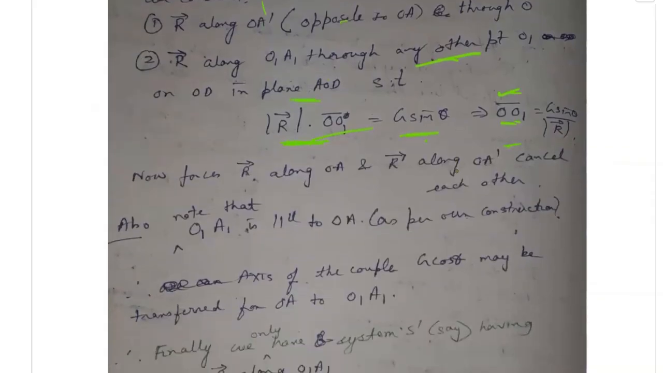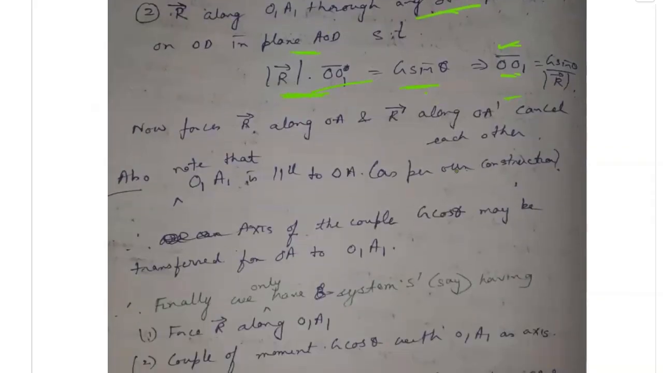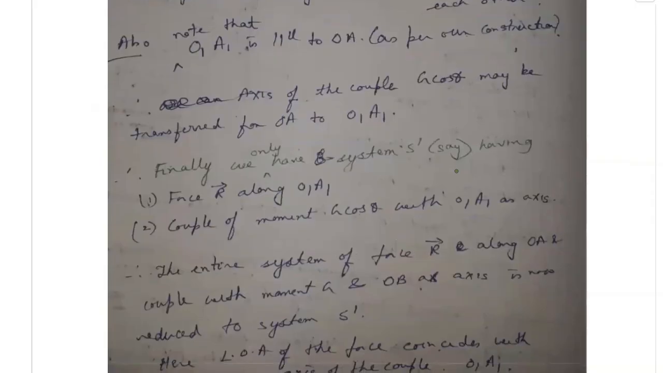See here I have written O1A1 parallel to OA, I have shifted it. So finally we are having a single system S dash. That means we started with the system say S0. If I were given the forces, we initially shifted over to S dash where we had R and G, but their line of action of R and axis of couple G were different.